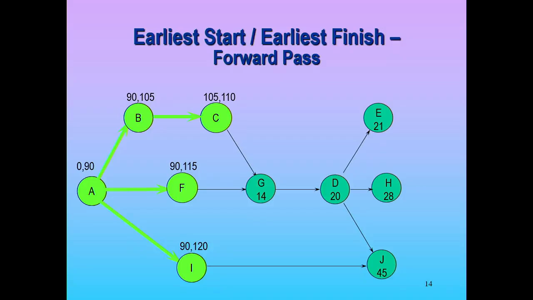105, 110. Now we have a situation where G waits on 2 things. It waits on C and it waits on F. But G can't start until both C and F are done. So when's the earliest G can start? 115, the maximum of the 2 predecessors' early finishes. So we can go here and then, no, 110 is not right, but 115 is. Sorry about that.